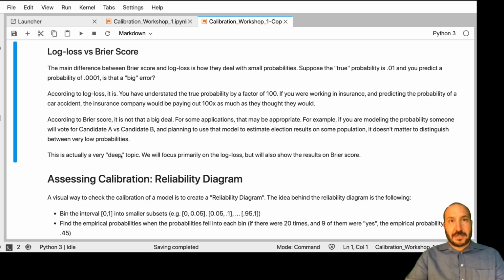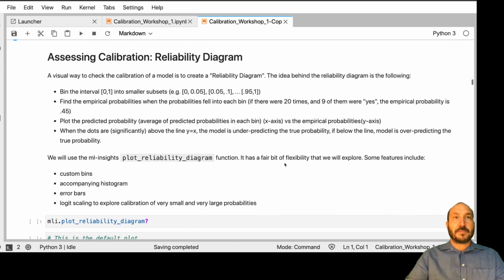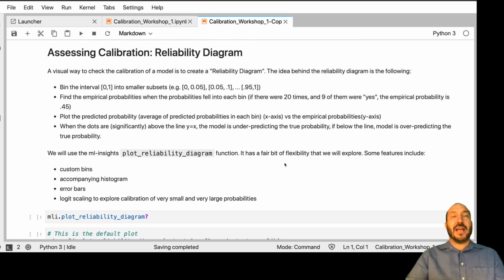So this is actually a very deep topic. There's a lot to think about here about rare events and the order of magnitude of rare events. In this workshop, I'm going to focus primarily on the log loss, but we'll also show results on the Brier Score. Okay, so we have these two numerical measurements of calibration.